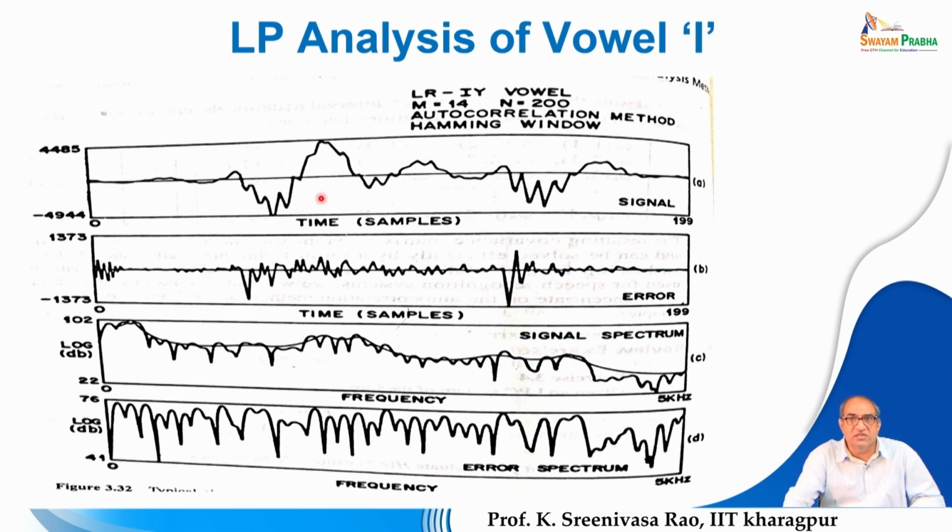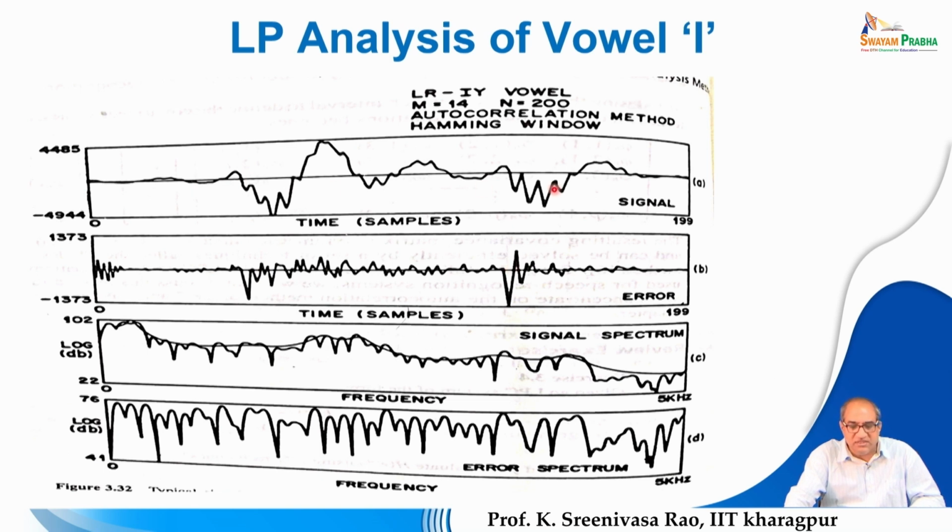So in the case of a voiced segment, you can observe the errors at the places of glottal closure, because whenever the narrow pulse is generated, it is not predictable. Because of that, you can observe the error signal in the LP analysis. You can see here this is the maximum error, this is the maximum error.